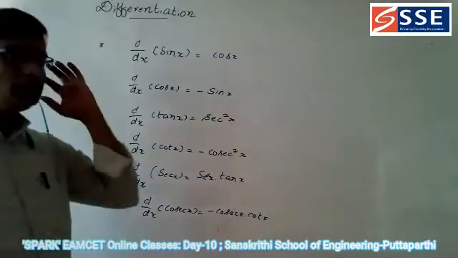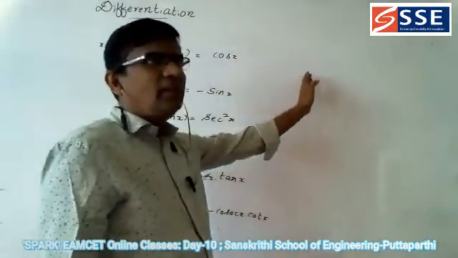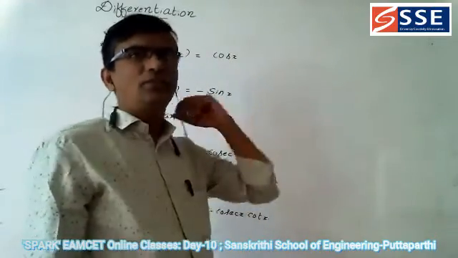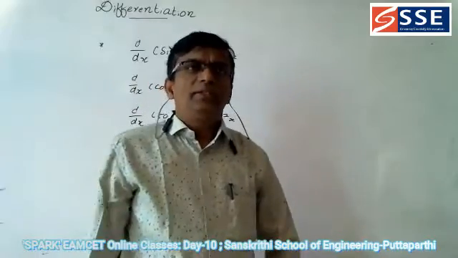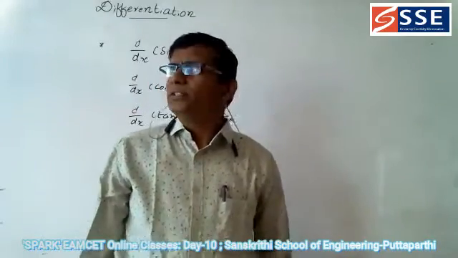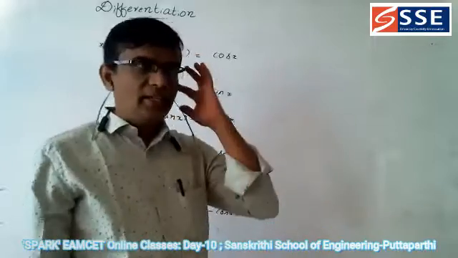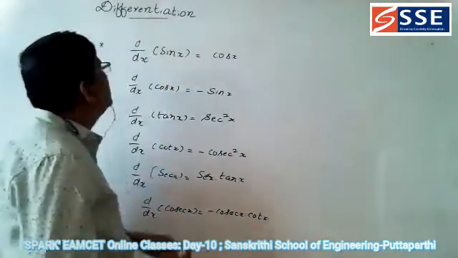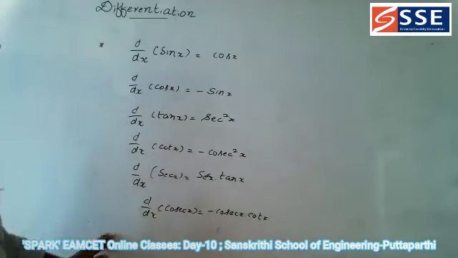Now you are already familiar with inverse trigonometric functions. d by dx of sin inverse x is equal to 1 by root of 1 minus x square. And some hyperbolic functions: d by dx of sinh x is equal to cosh x. d by dx of cosh x is equal to sinh x. These formulas you are already well familiar with. So just for the sake of your understanding, I wrote some formulas on the board.